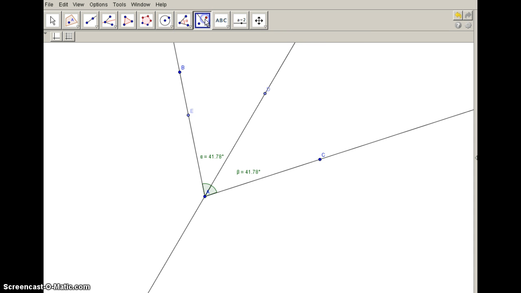So here's the reflection tool, right? We're going to reflect here. I'm going to select the object. We're going to reflect that's point E, and I'm going to reflect it across the bisector. Now, where do you think it's going to land? So this is kind of interesting.